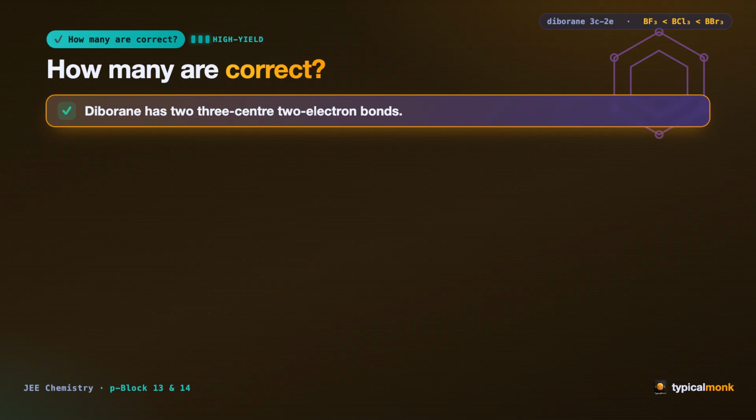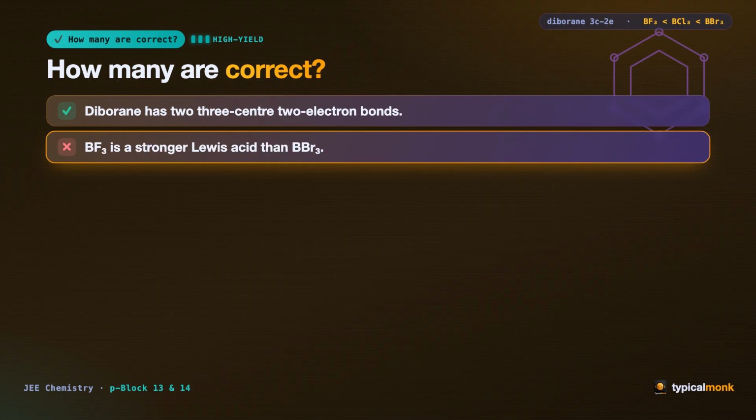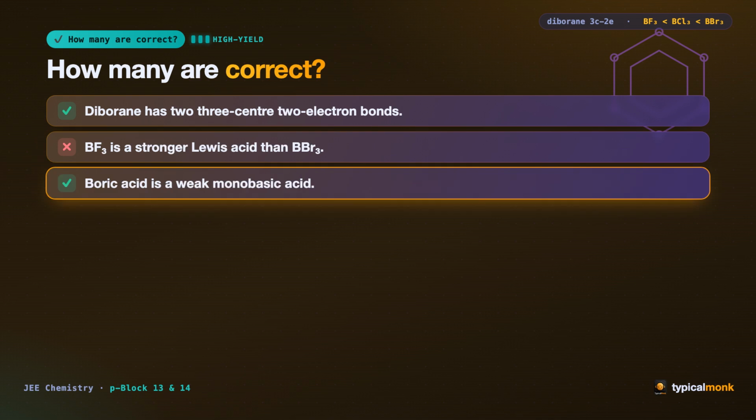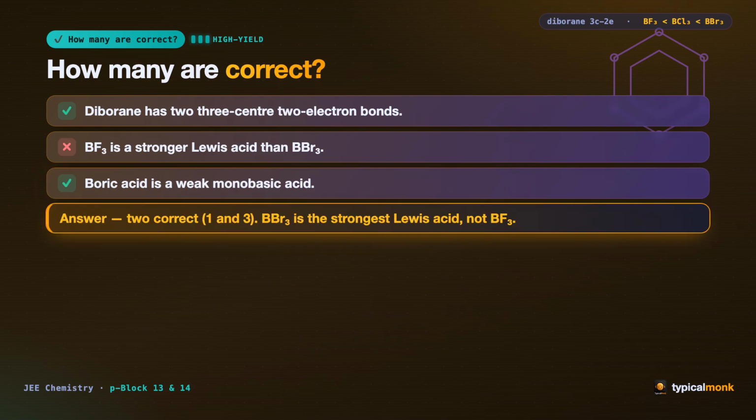Now, how many of these 3 statements are correct? 1. Diborane has 2 3 center 2 electron bonds. That is correct. 2. Boron trifluoride is a stronger Lewis acid than boron tribromide. That is wrong. It is the weakest, not the strongest. 3. Boric acid is a weak monobasic acid. That is correct. So the answer: 2 are correct, statements 1 and 3. The trap is statement 2. Boron tribromide is the strongest Lewis acid, not boron trifluoride.